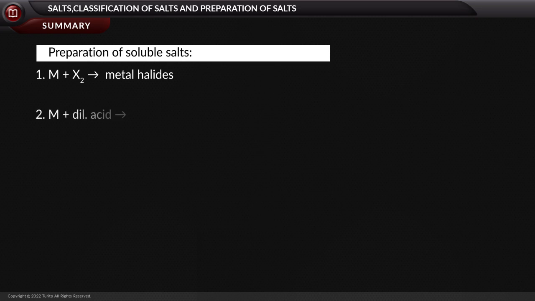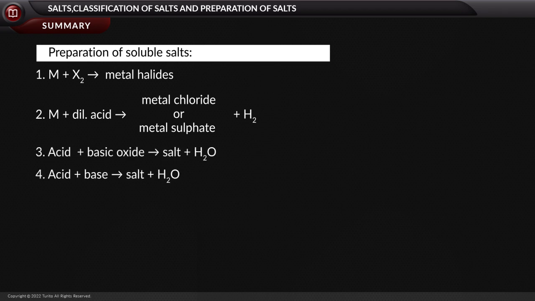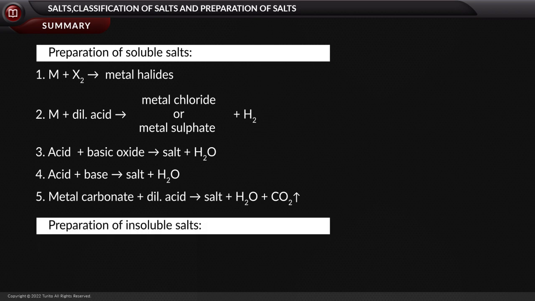Next is when the dilute acid reacts with active metals, forming salt. Generally, chloride and sulfates are made by this method. Same products are obtained with basic oxides or by neutralization reaction. When carbonates react with dilute H2SO4 or HCl, it forms the same products, and CO2 is released in addition. On the other hand, insoluble salts are formed by the direct combination and by precipitation reaction.